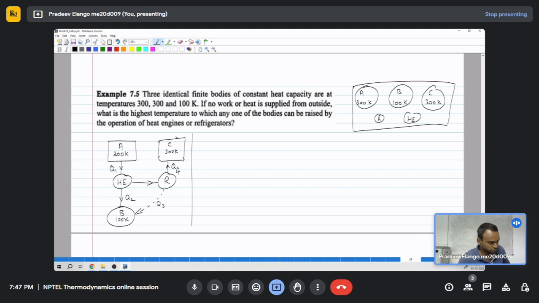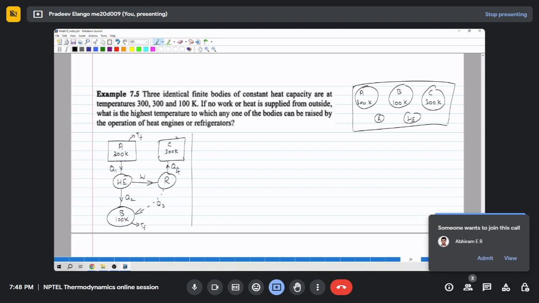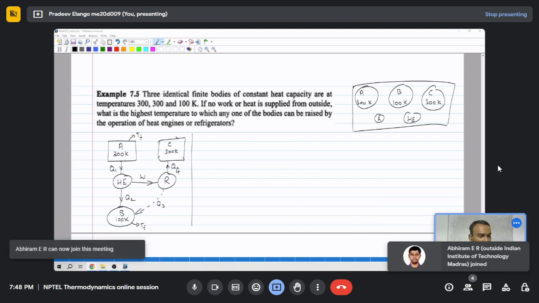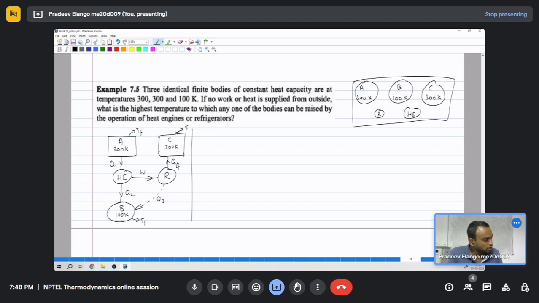Now the heat engine operates until bodies A and B are at the same temperature, right? So we assume the final temperature of this is TF, and this is also TF. Maybe TF can be somewhere between 300 Kelvin and 100 Kelvin, assume 200 Kelvin. Until both bodies reach 200 Kelvin, the heat engine will operate and generate a work output. After that, there is no more work output, and we cannot operate the refrigerator further. So that is the final temperature TF. Now we run a refrigerator, which will increase the temperature of body C to say TF dash.